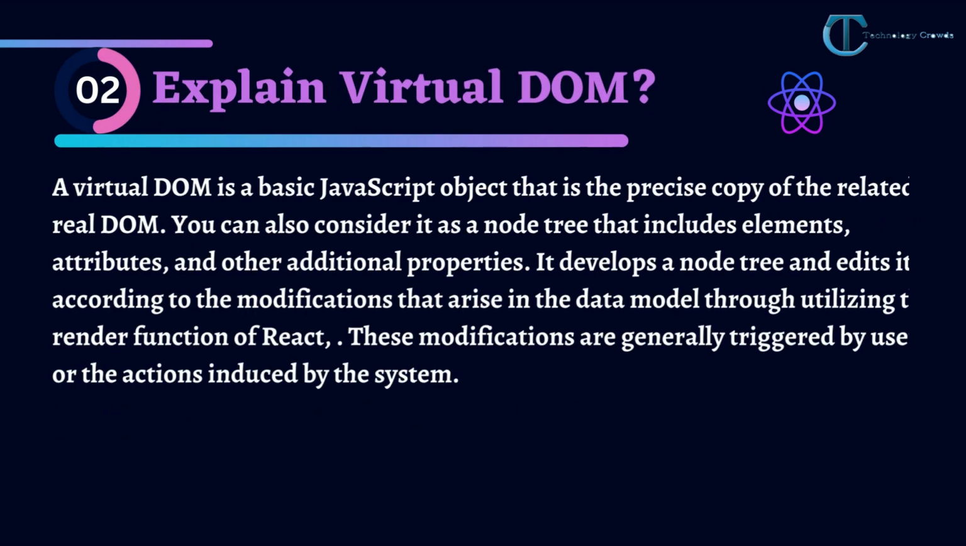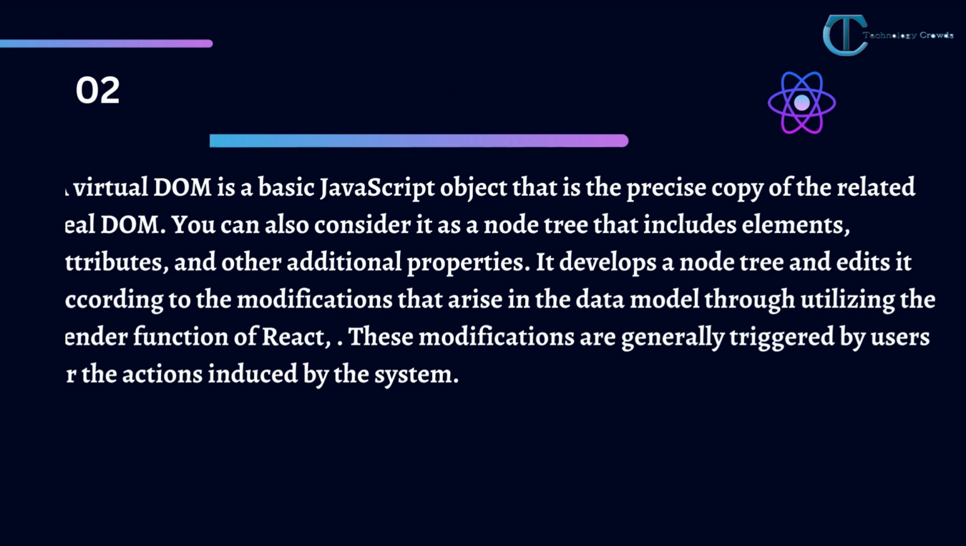2. Explain virtual DOM. A virtual DOM is a basic JavaScript object that is the precise copy of the related real DOM. You can also consider it as a node tree that includes elements, attributes, and other additional properties. It develops a node tree and edits it according to the modifications that arise in the data model through utilizing the render function of React. These modifications are generally triggered by users or the actions induced by the system.